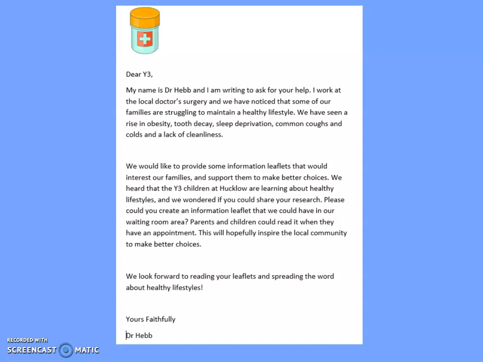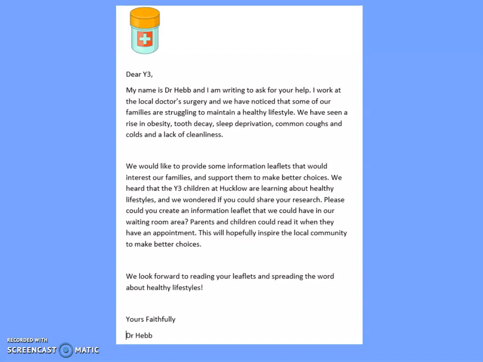This week we've had a new outcome. We received a letter from Dr. Hebb asking for our help. He wanted to try and educate our community on how to maintain a healthy lifestyle. And we have been helping him to write an information leaflet that he could give out in his doctor's surgery that would inspire the local community to make better choices.